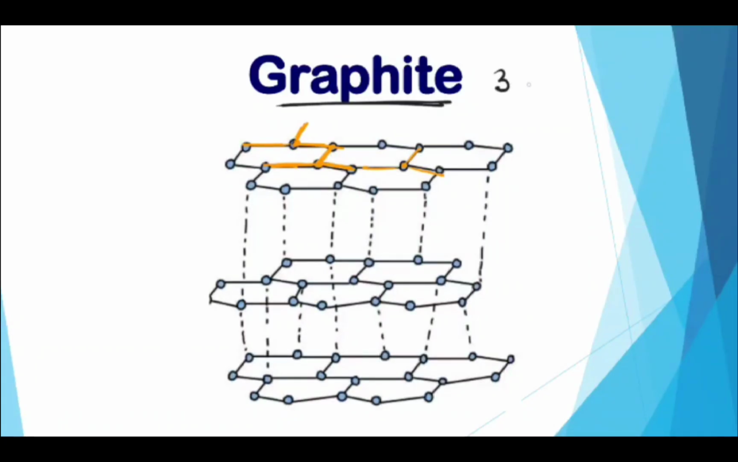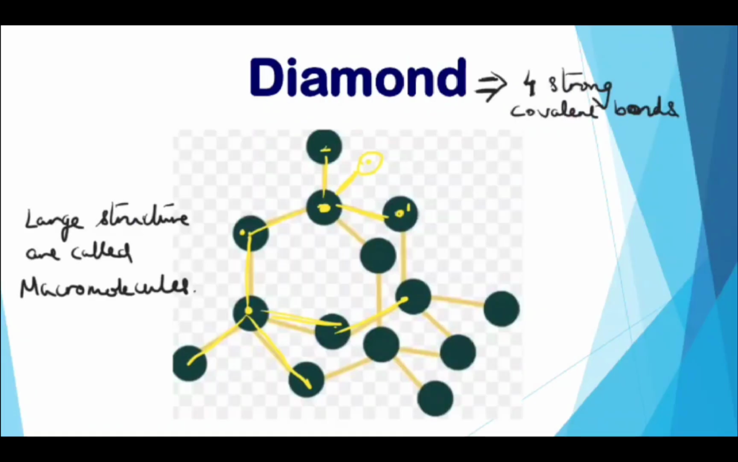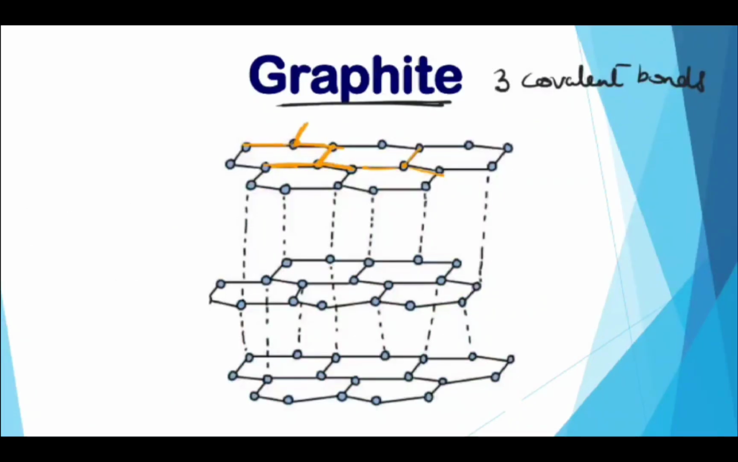Three covalent bonds. What did I write here? 4 strong covalent bonds, three covalent bonds. Just because the 4th bond is missing out, it is really soft. And moreover, graphite, apparently the arrangement is such that it is in layers.